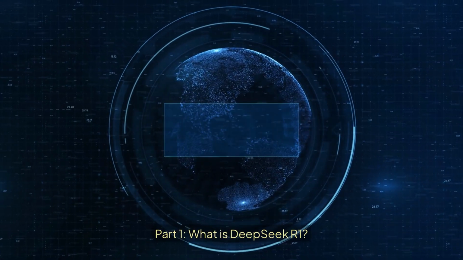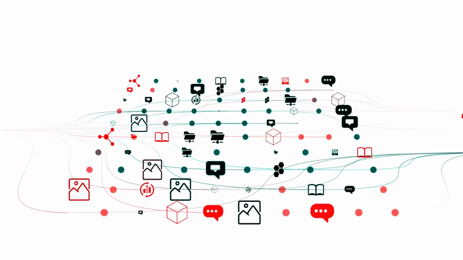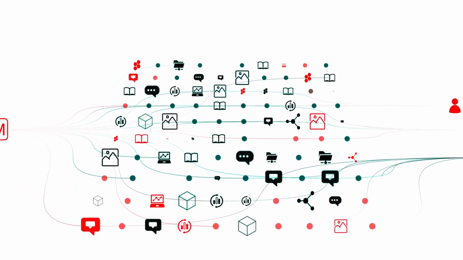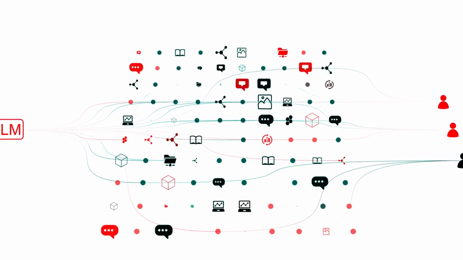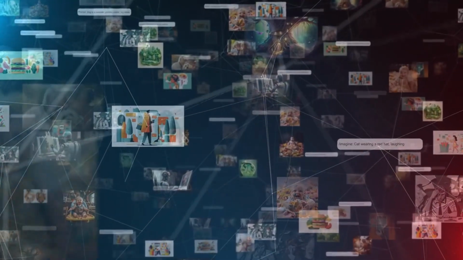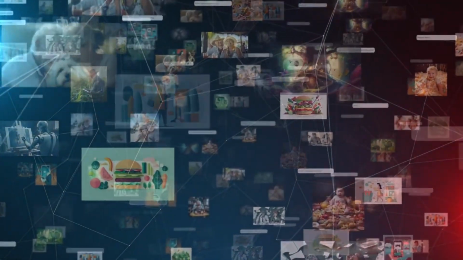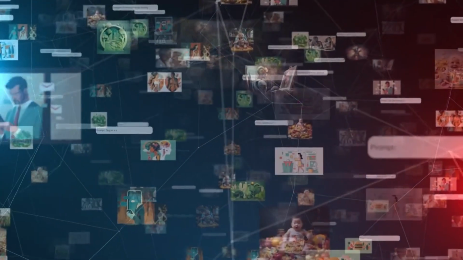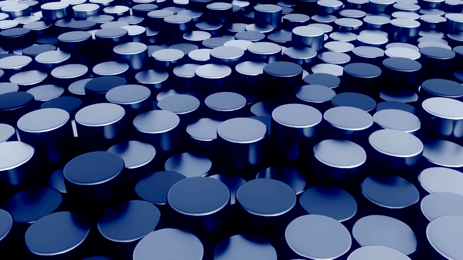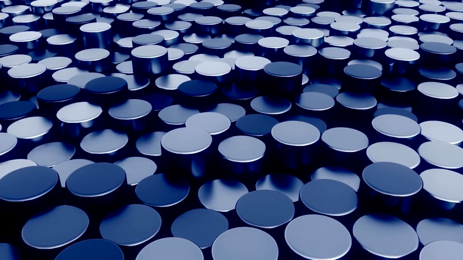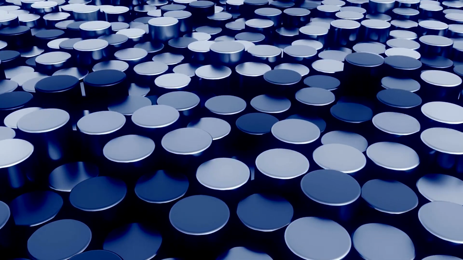Part 1. What is Deepseek R1? Deepseek R1 is a large language model, LLM, developed by Deepseek AI. It's designed to process and generate human-like text, much like other well-known LLMs. However, Deepseek R1 has been making waves due to its claimed performance and efficiency.